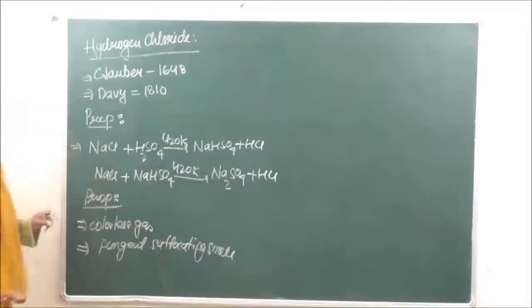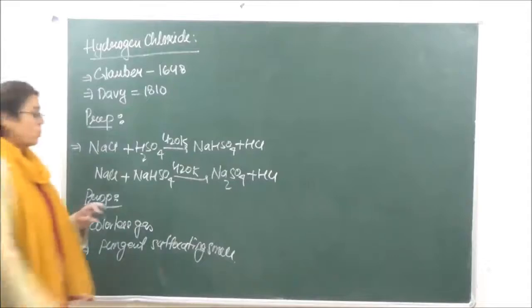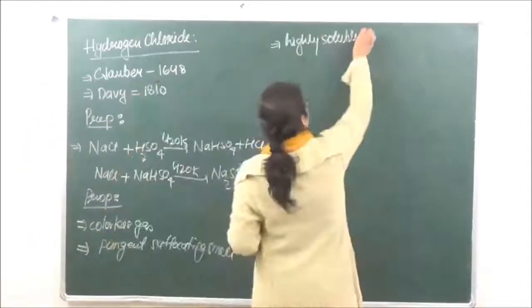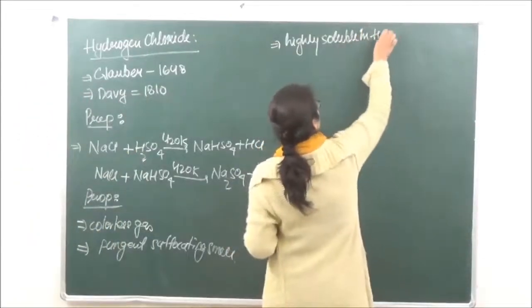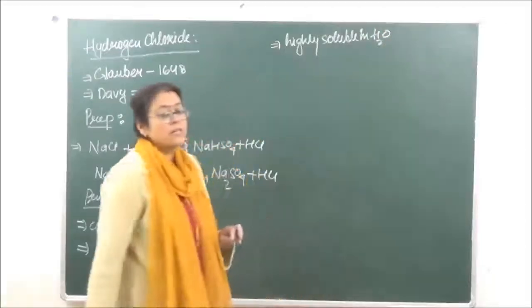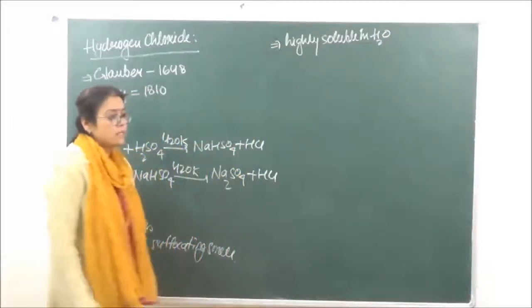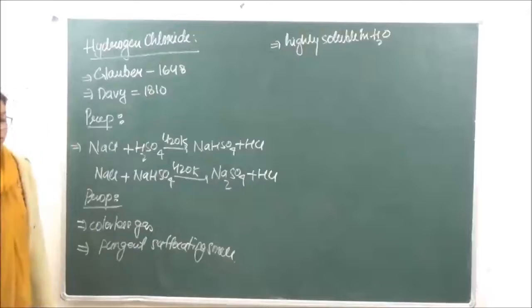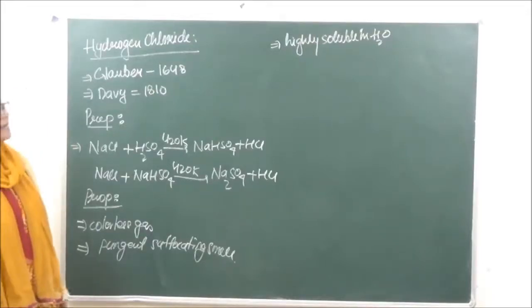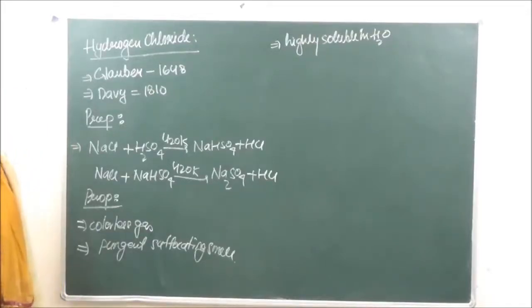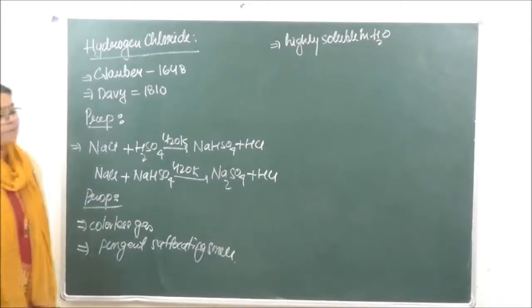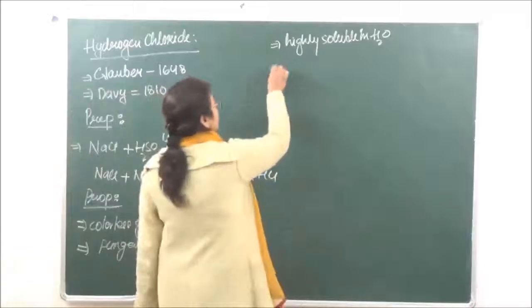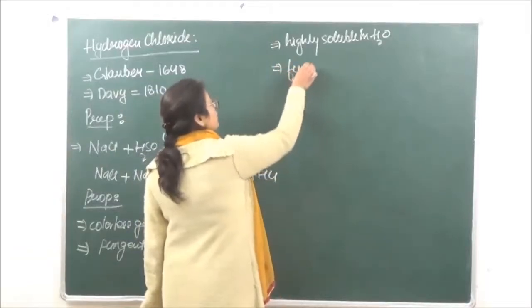ठीक है? Then number three, it is highly soluble in water. और इसका जो water में mixture होता है, that is known as hydrochloric acid. The gas is known as hydrogen chloride, and its mixture in water is going to be known as hydrochloric acid. The gas fumes in moist air. This is a test also for HCl.